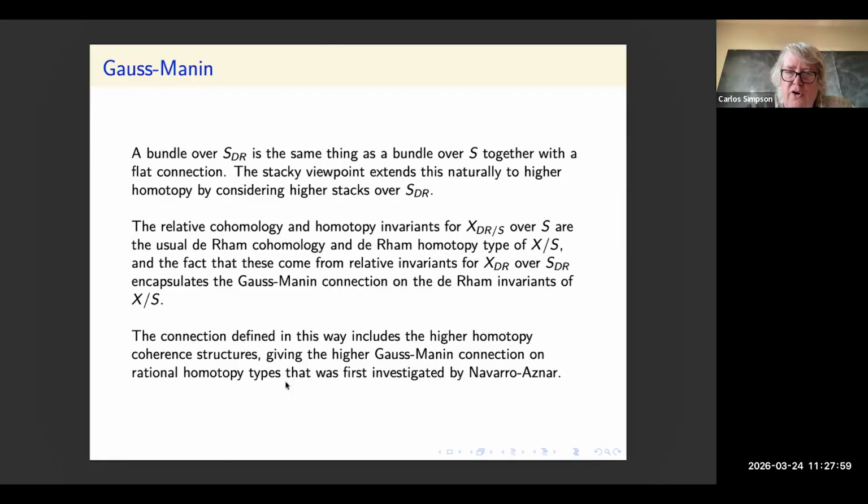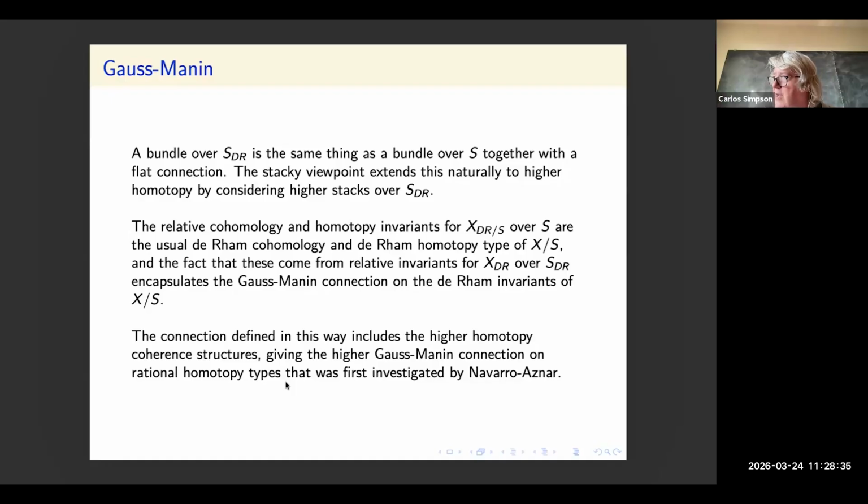Then we can take the cohomology or homotopy invariants for the relative stack over S, and these will be the usual de Rham cohomology and de Rham homotopy type of X over S, and these come from relative invariants of X de Rham over S de Rham. In other words, they descend along the map from S to S de Rham, and this encapsulates really the Gauss-Manin connection on the de Rham invariants of X over S. And so this gives us a quick way of explaining the higher homotopy coherence of the Gauss-Manin connection on rational homotopy types.